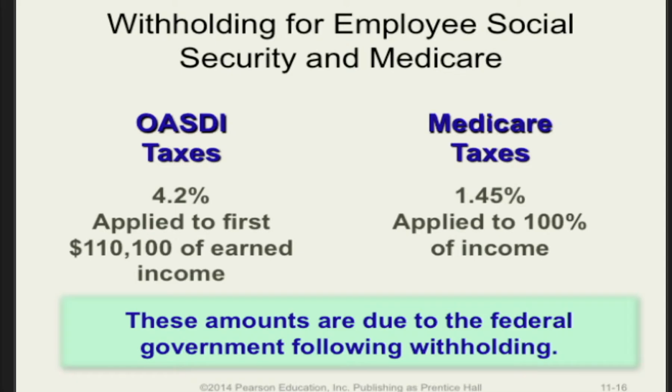OASDI taxes are not computed on any income amounts in excess of $110,100. While the 6.2% amount has remained constant, except for periods when the federal government declares a payroll tax holiday, such as from 2009 until 2012, following the textbook writing, we are using 4.2% for OASDI taxes. Medicare taxes are 1.45% of all earned income.